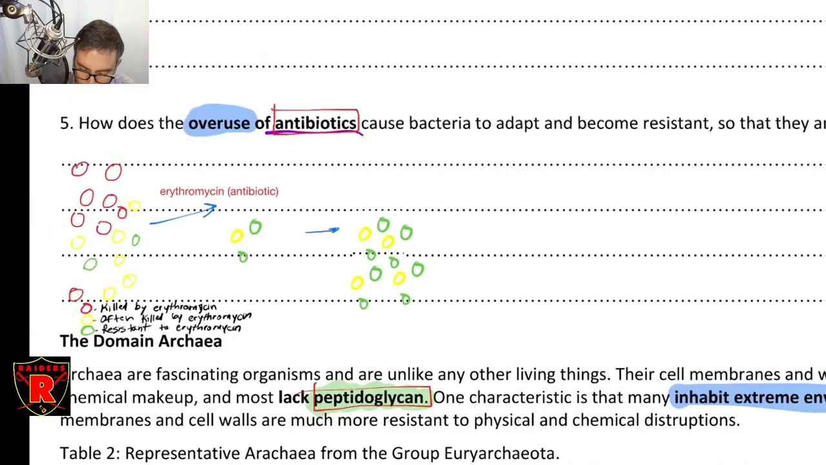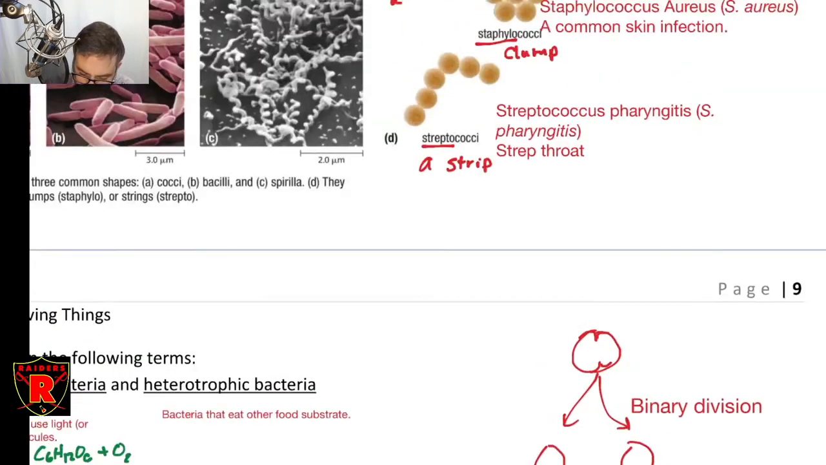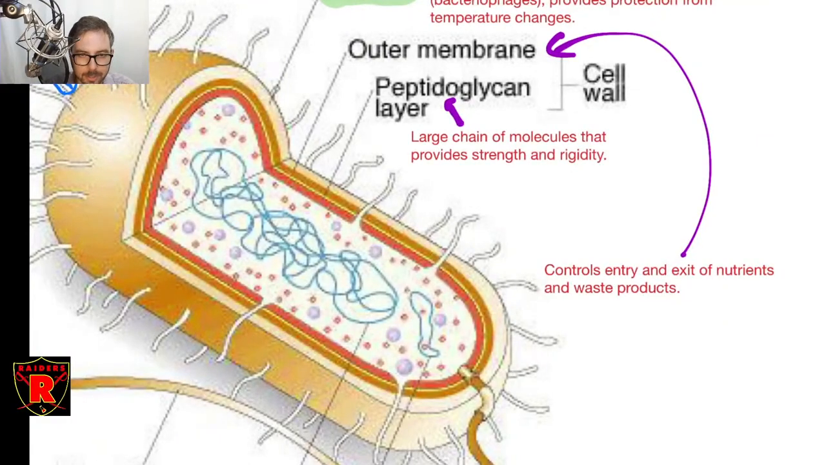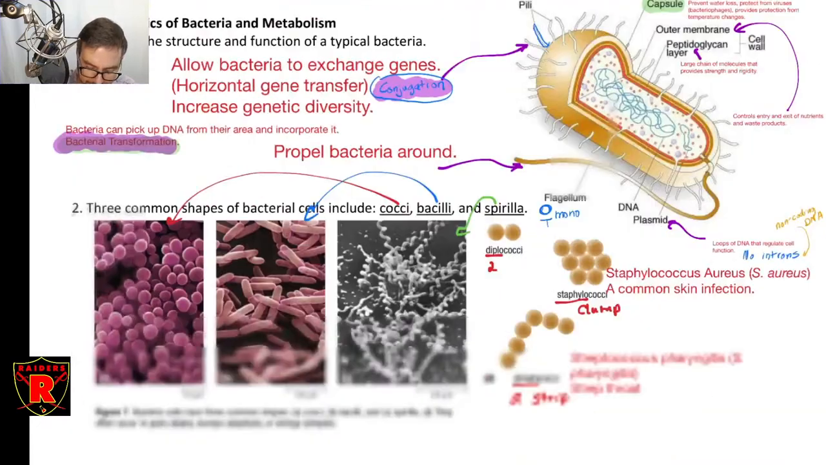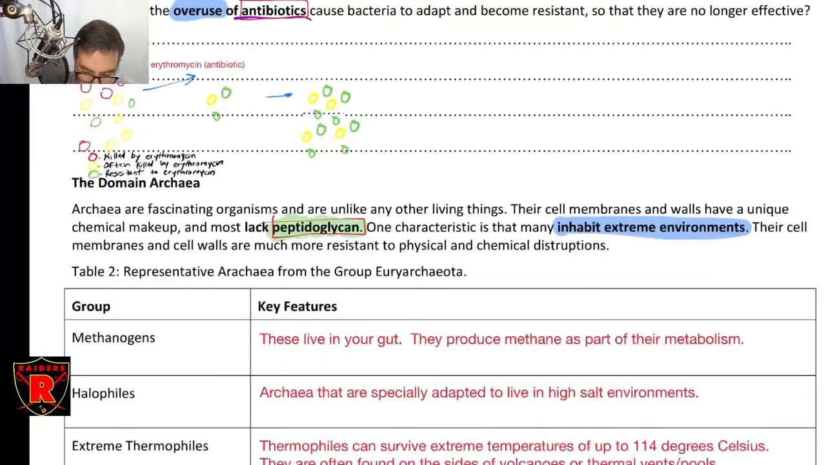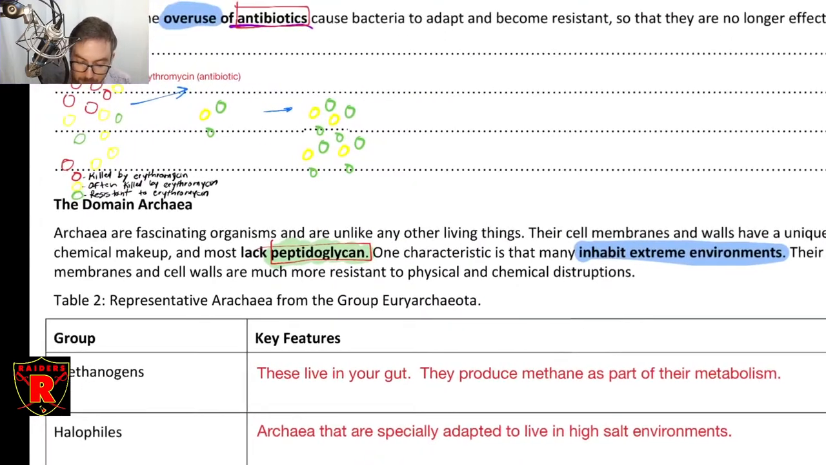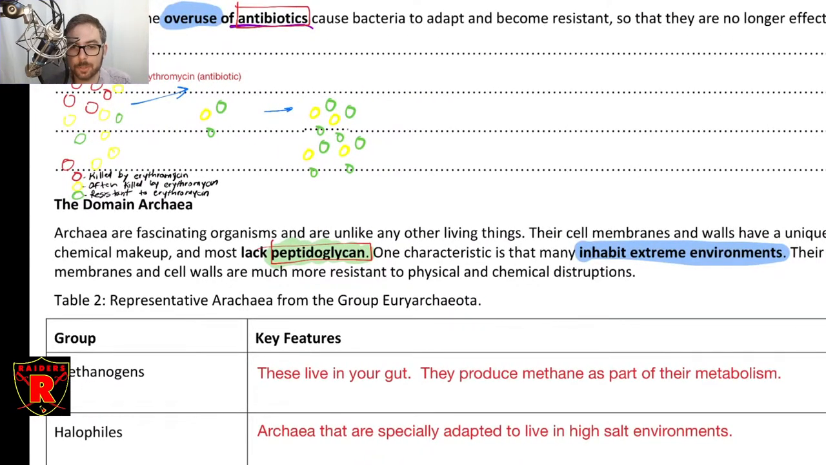So going back up to the cell wall here, where we mentioned that the cell wall has an outer membrane and then a peptidoglycan layer, the archaea do not have the peptidoglycan layer. So that's a major structural difference. You can't really see it under the microscope, but it's not there. So that's one thing.